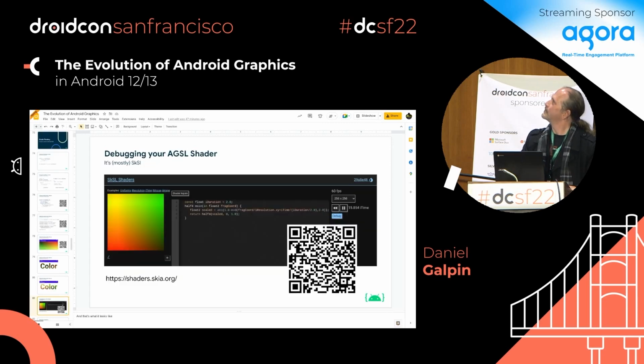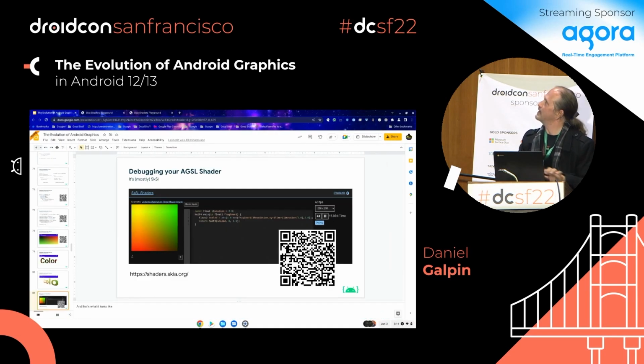Now, I've shown this off a couple of times already, but you can debug your shader on Skia's site, because AGSL and SKSL, which is what Skia uses, are basically the same. There's a few missing constants, but 99.9% of the time, if it works here, it's going to work fine on the phone. In fact, I have never yet had it fail, so that's great. Don't take that as necessarily perfect, but we'll see.